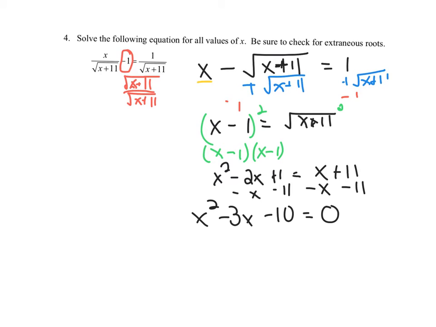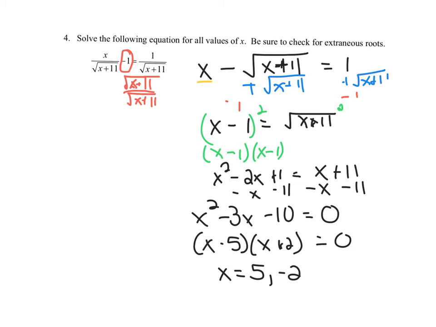Now if I'm factoring this, I'm looking for numbers that multiply to be negative 10 and add to be negative 3, and quickly we should realize that this factors to be x minus 5, x plus 2, so we get solutions of 5 and negative 2.